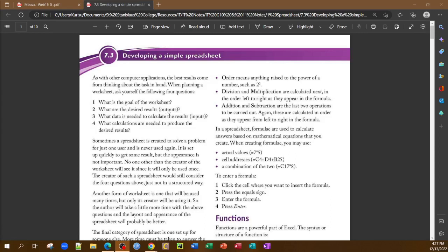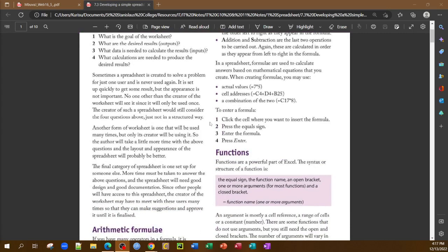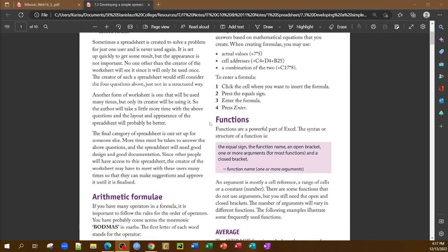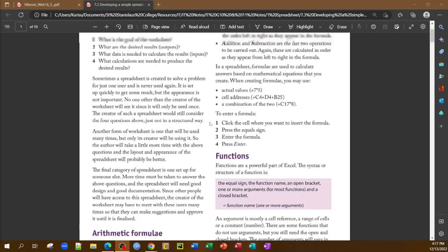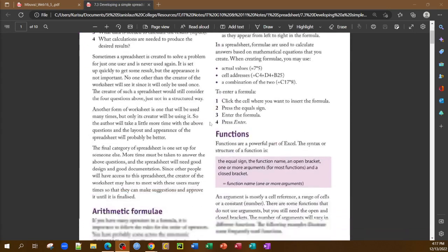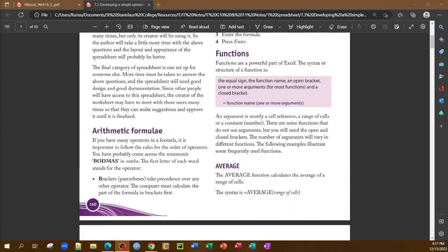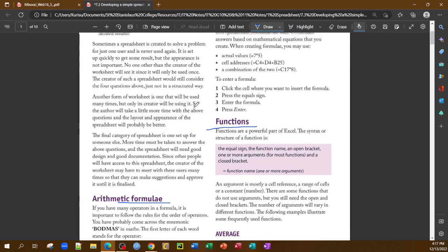So we're continuing chapter 7.3, where we're looking at how to create or develop a spreadsheet. The main feature or the main tool that we use in spreadsheets is basically the functions and formulas. That's what we use for all of our calculation and basically everything that we're doing. We're using functions and formulas.